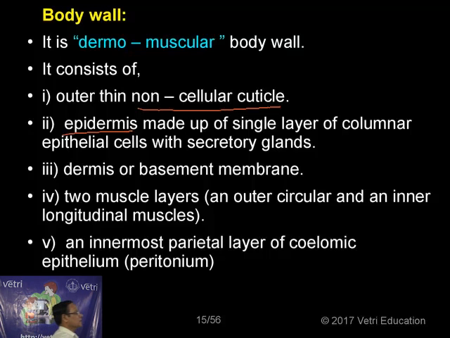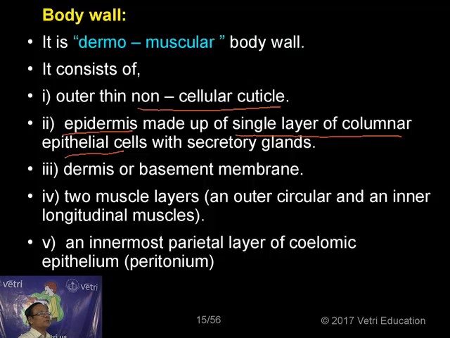Made up of a single layer of columnar epithelial cells. These cells contain glands which secrete a fluid, sometimes mucus, to make the earthworm slimy, assisting respiration. So the columnar epithelial cells with the secretory glands. We have the first layer, the cuticle, non-cellular; the second layer, the epidermis, a single layer of columnar epithelial cells with the secreting glands. Then the dermis or basement membrane.